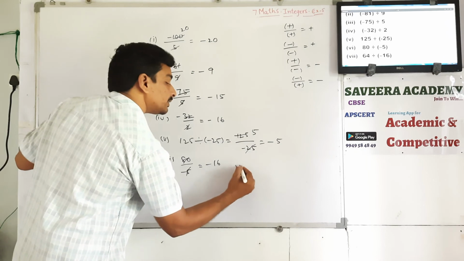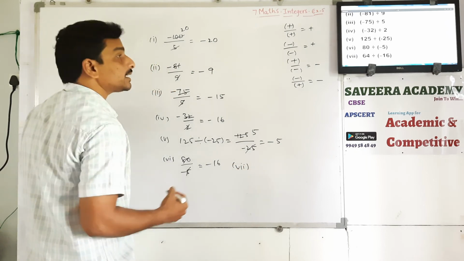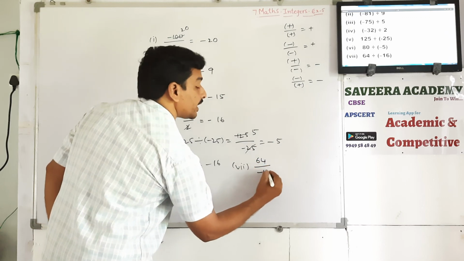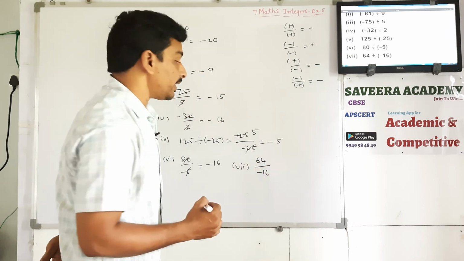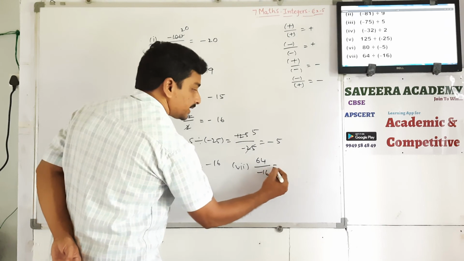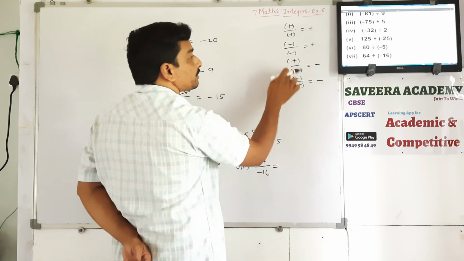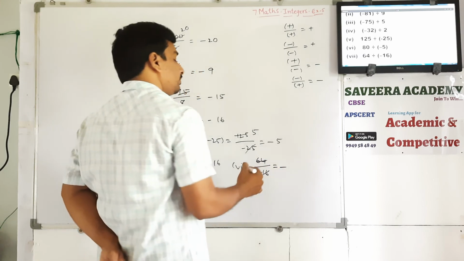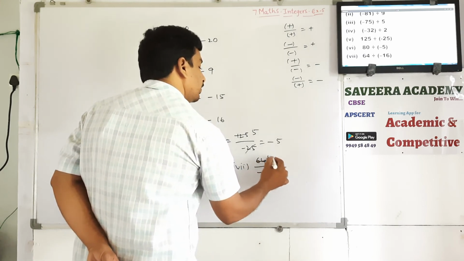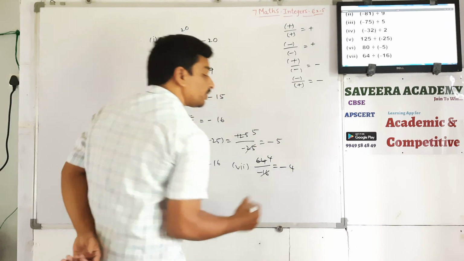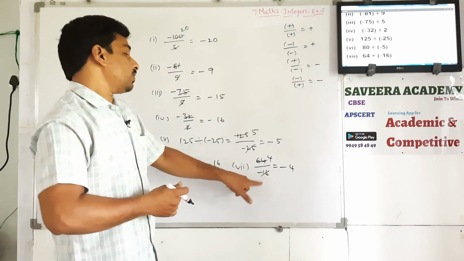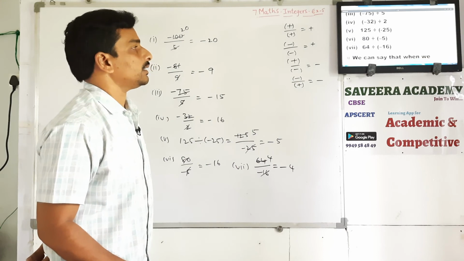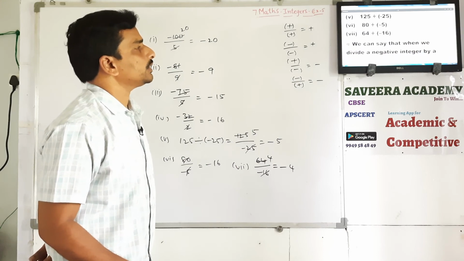Now the seventh question. 64 divided by minus 16. Here see, plus by minus, you will get minus. 16, how many times does it go? 4 times. 4 16s are 64. That's all.